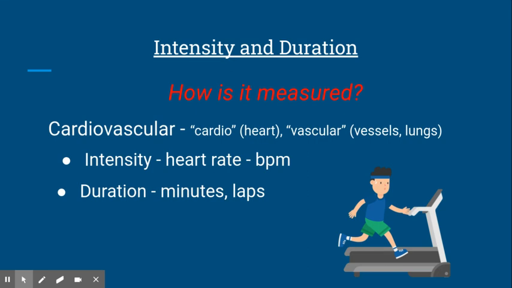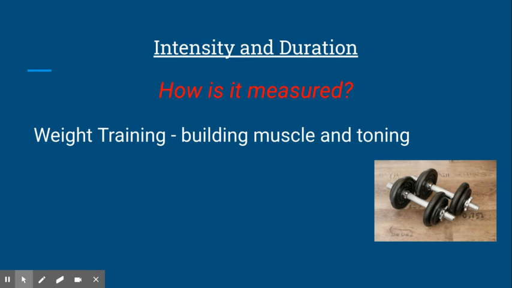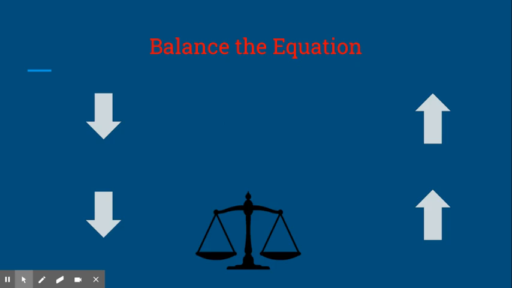Let's say you're doing a different kind of exercise. Let's say you're in the weight room building and toning muscle. In the weight room, you would measure intensity by the amount of weight that you are lifting, pounds. You would measure duration in reps or repetitions, how many times you're lifting the weight, or sets.